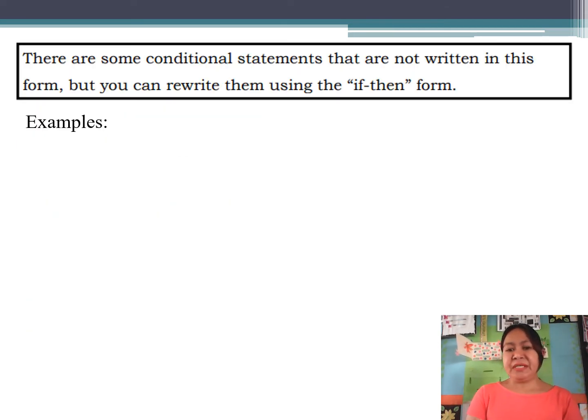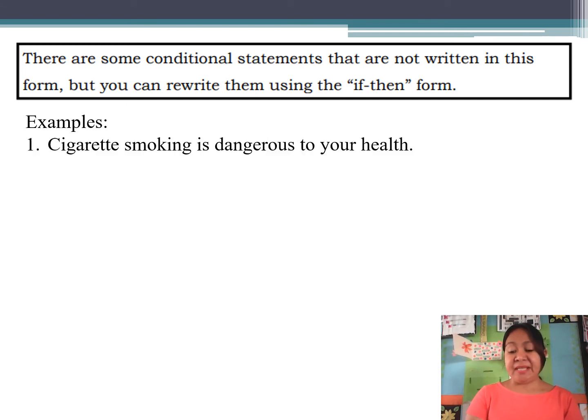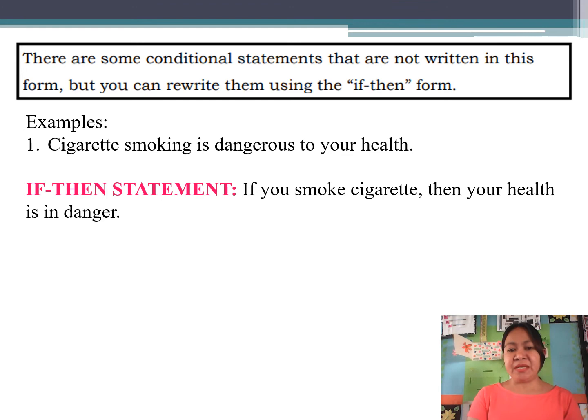There are some conditional statements that are not written in this form, but you can rewrite them using the if-then form. So, let's have an example. Cigarette smoking is dangerous to your health. This statement is not written in the if-then format, but still we can identify its hypothesis and its conclusion by rewriting it in if-then form. So what is the if-then form of this statement? If you smoke cigarettes, then your health is in danger.